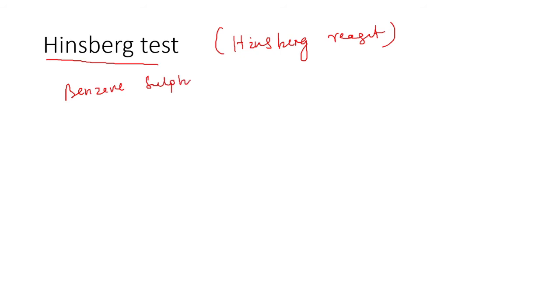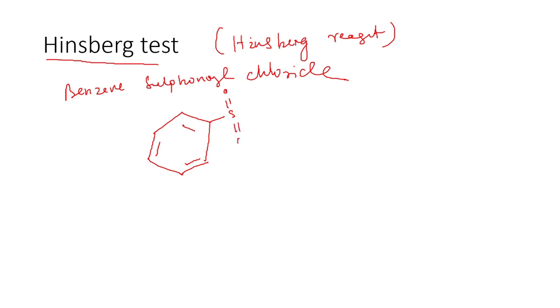Okay, so there we do another test, which is Hinsberg test, and in that we use Hinsberg reagent, which is benzene sulfonyl chloride. Benzene sulfonyl chloride, this is the benzene, this is the sulfonyl group, this is Cl. Okay, so this is the benzene sulfonyl chloride.